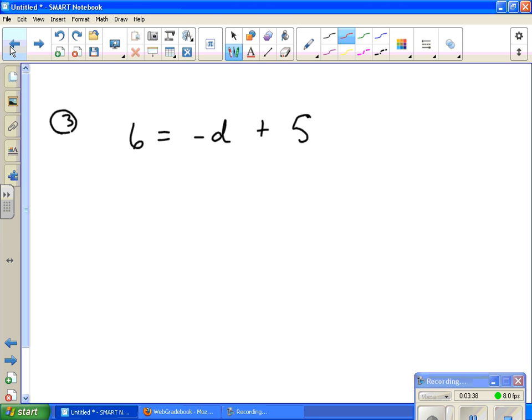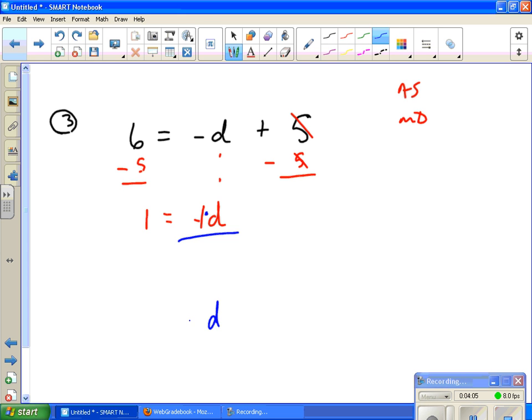Number 3, 6 equals negative d plus 5. Again, undo your addition and subtraction before your multiplication and division when you're undoing problems. It says plus 5, so undo that by subtracting 5. That'll cancel itself out. You subtract 5 on the right, you got to subtract 5 on the left. 6 minus 5 is 1 equals, we still have negative d here, or negative 1d, which means negative 1 times d, and in order to undo that, you divide.